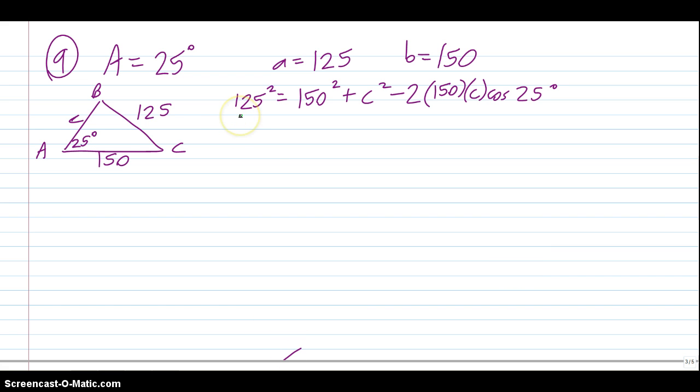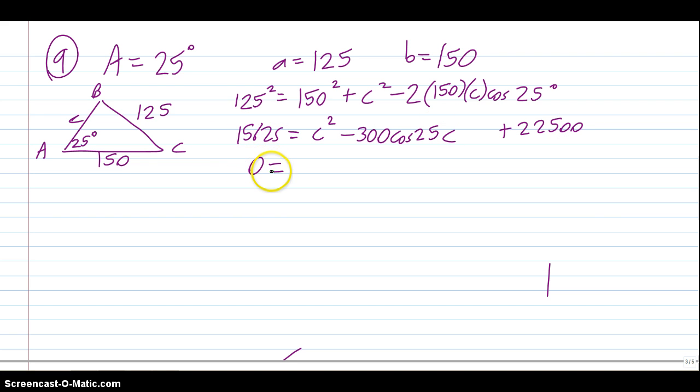I'm going to do some rearranging here. 125 squared, by the way, is 15,625. 150 squared is positive 22,500. I'm going to put the C squared up front. 2 times 150 is 300. Cosine 25, and then there'll be a C there. Last but not least, subtract the 15,625, so you get C squared minus 300 cosine 25 C. At least this will be a positive answer. 6875. And this is a quadratic.